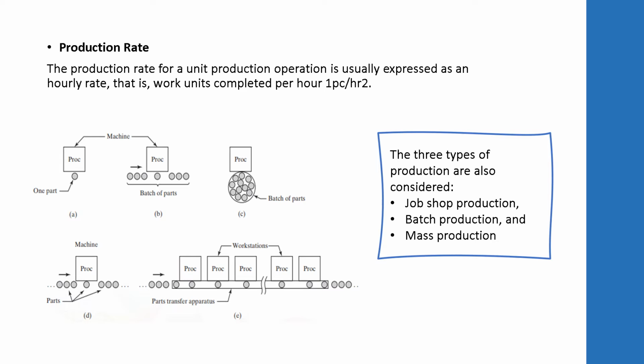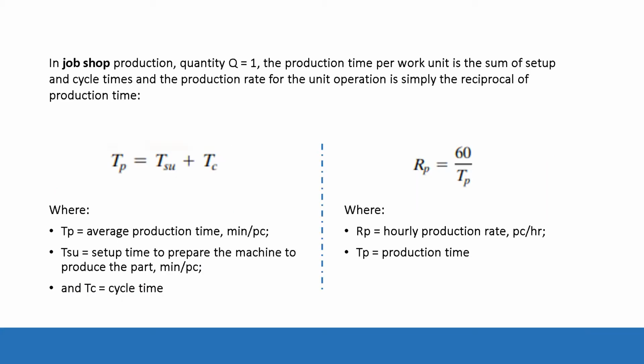The three types of production are also considered: job shop production, batch production, and mass production. In job shop production, quantity Q equals 1. The production time per work unit is the sum of setup and cycle time, and the production rate for the unit operation is simply the reciprocal of production time.